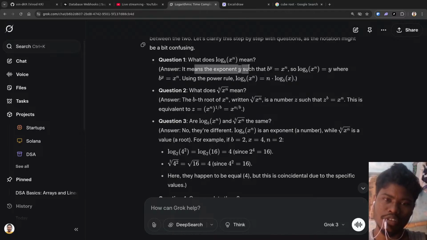It means the exponent y says that. Just what does this mean? This means the bth root of x to the power 1, because this is a number. So it says that z to the power p is equal to this, z to the power b.